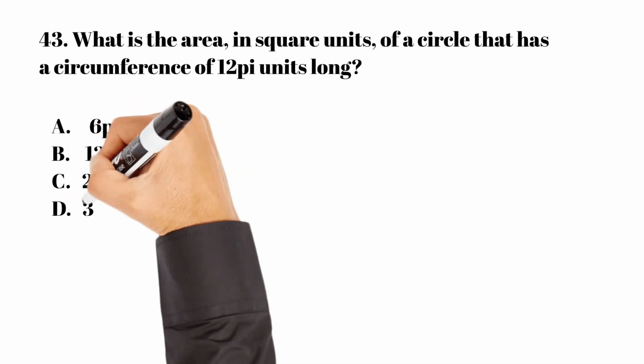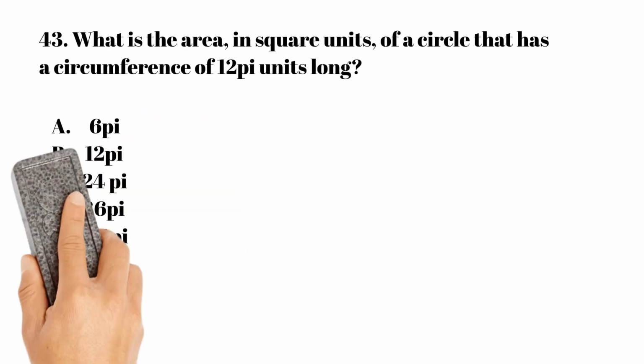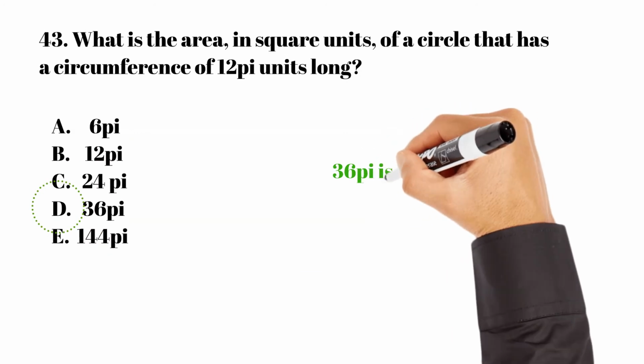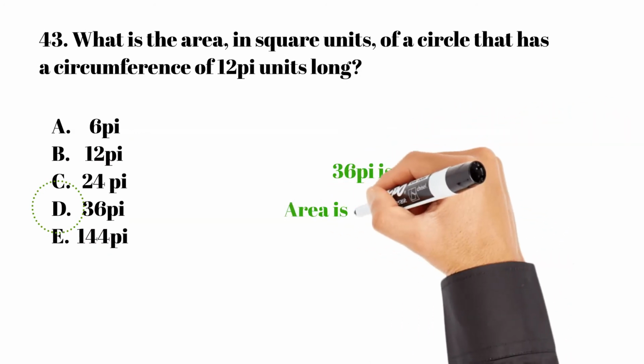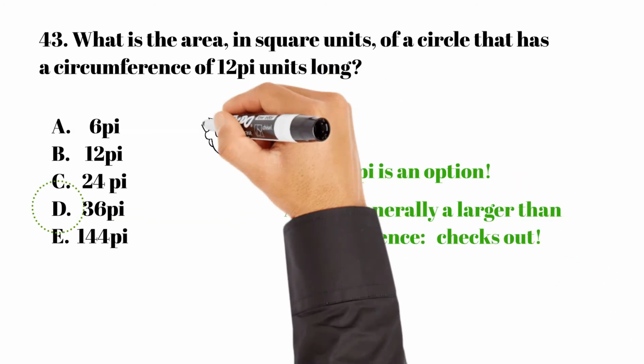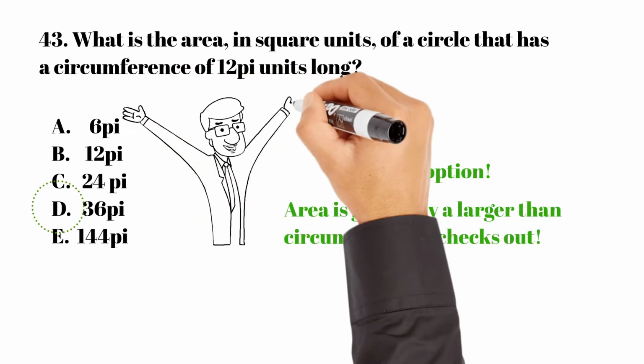And that's just giving a quick glance over the question. Is your answer an option? And does it make relative sense? In this case, 36 pi is an option, and the area and circumference are relatively near each other, so it makes sense. Boom, done. You've done all 4 steps, and you've got this problem right, and you're ready to move on to the next one.